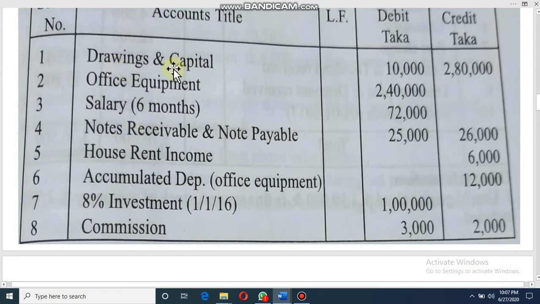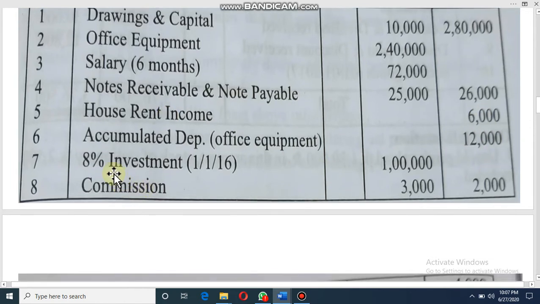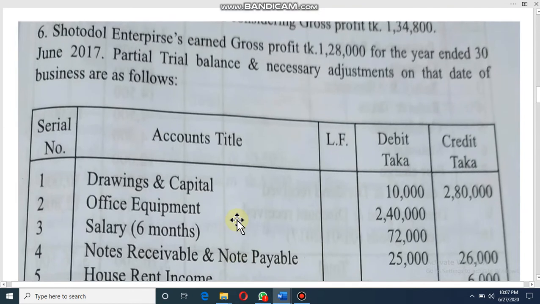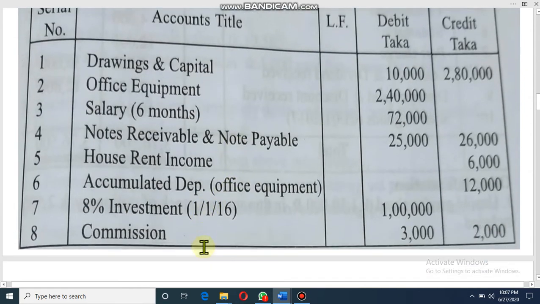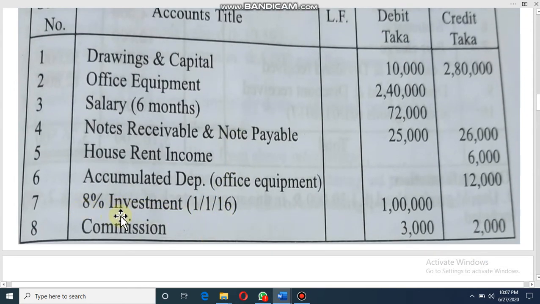Look at here. House rent income. Yes, house rent is not the business of the company. So they receive extra money 6,000. This is other income. Then interest on investment. Look at, they have 1 lakh taka investment. They invested it 1/1/16. That means 1st January of 2016. So they will get interest for 1 year.